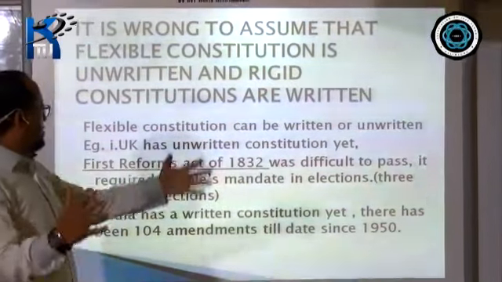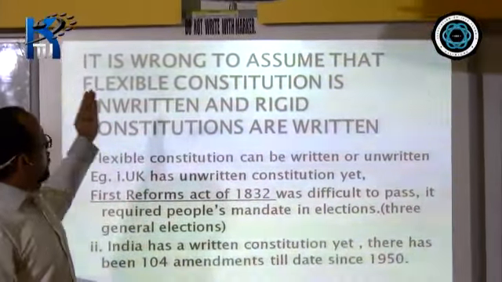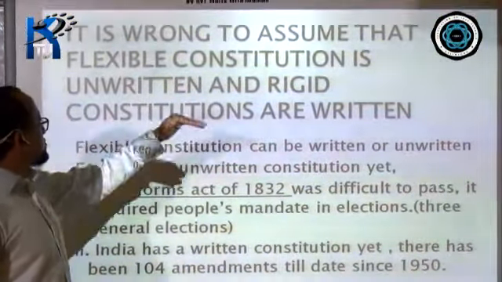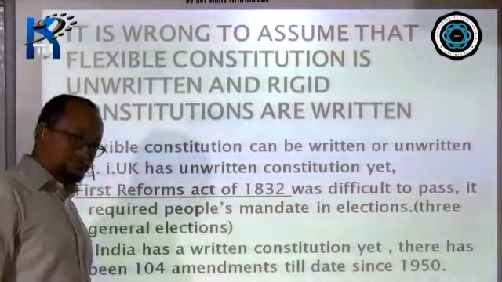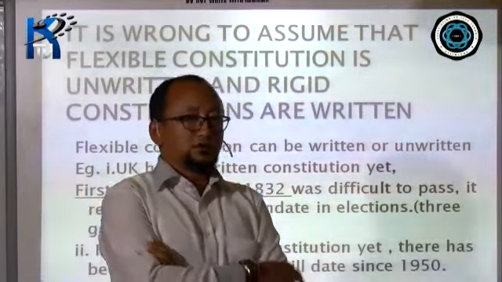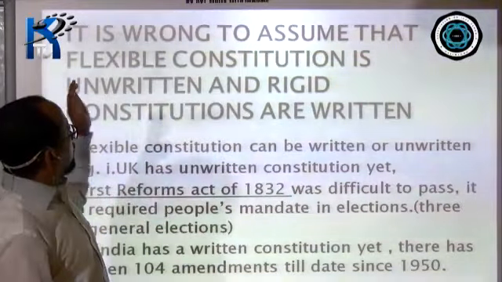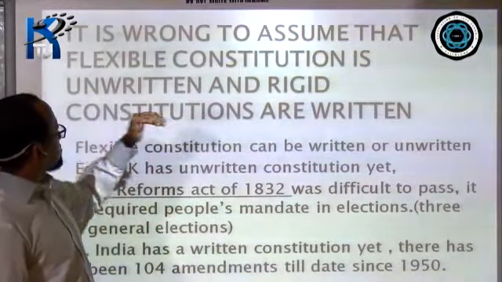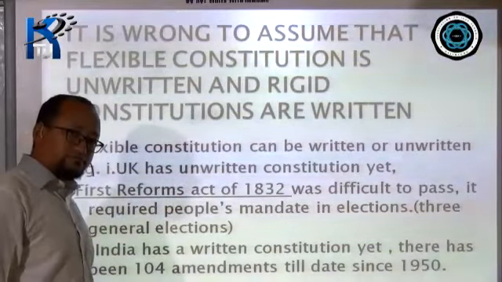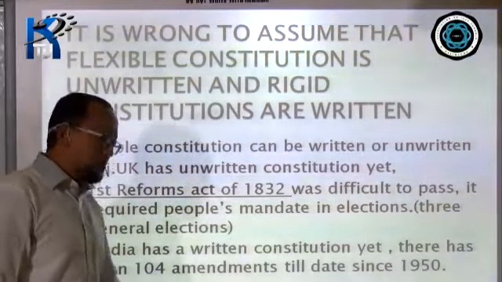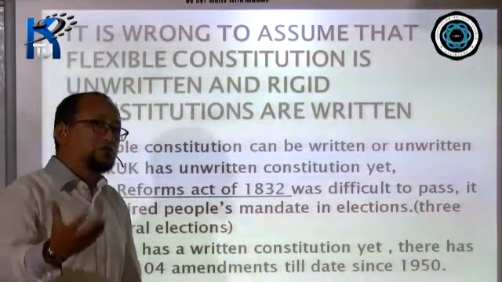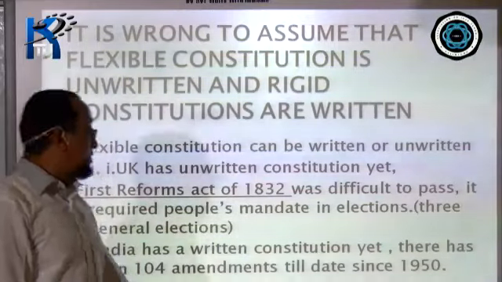But now, look over here. It is wrong to assume that a flexible constitution is unwritten and a rigid constitution is written. Something to take into account. So children, I repeat again, it is wrong to assume that a flexible constitution is unwritten and a rigid constitution is written. Children, flexible constitutions, we've said, are easy to amend.